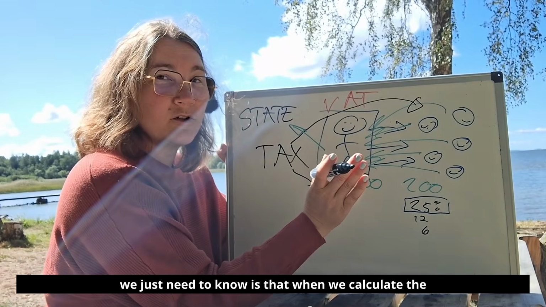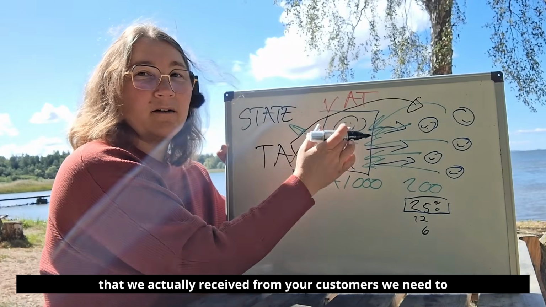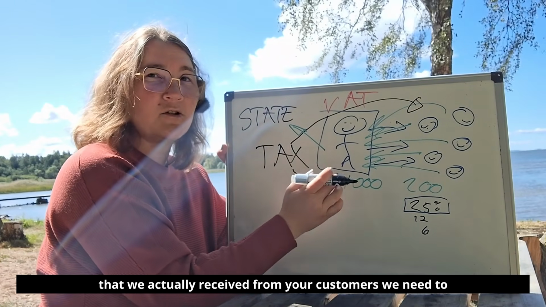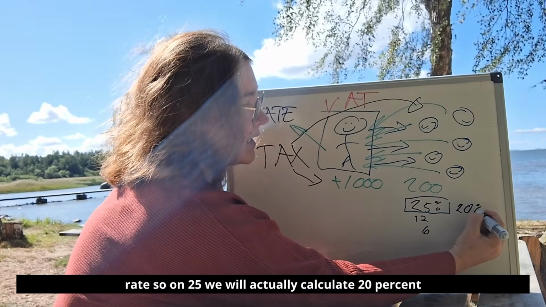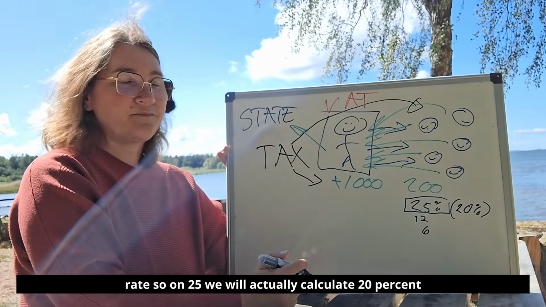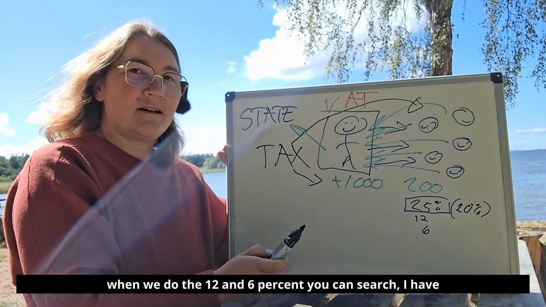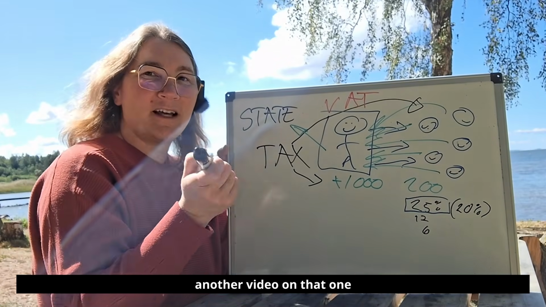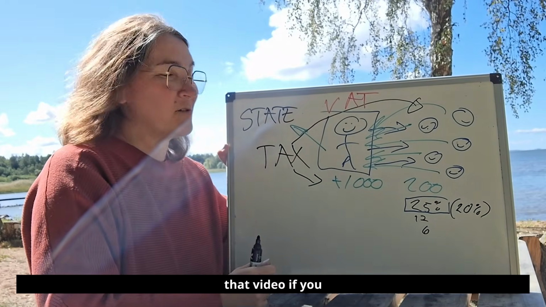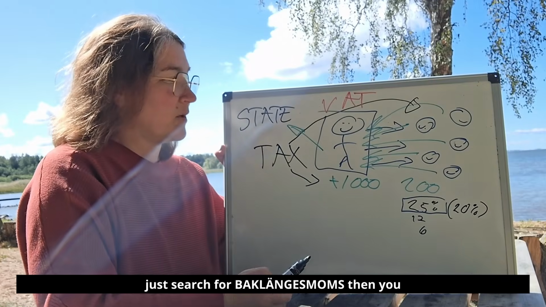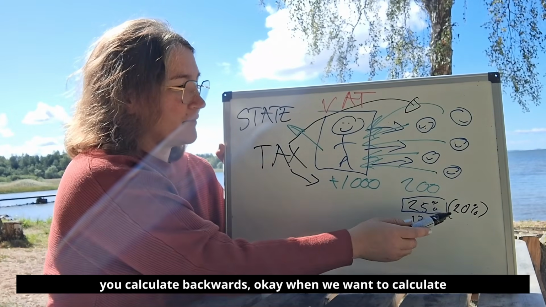So what we just need to know is that when we calculate the VAT on the amount that we actually received from our customers, we need to calculate on another rate. So on 25, we will actually calculate 20%. And what it is when we do the 12 and 6%, you can search. I have another video on that one. I think that is in Swedish, but you can see the amounts on that video. So if you just search for baklängesmoms in Swedish, then you will find the rates when you calculate backwards. So, okay.